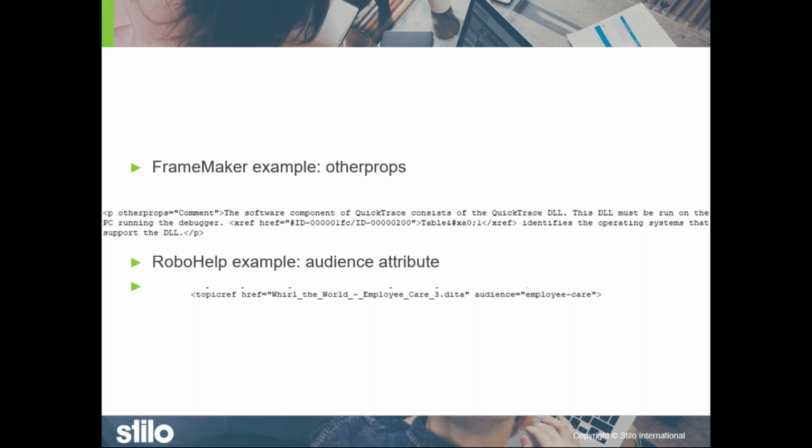With the RoboHelp, I instead took that build tag and I created an audience attribute and made it employee care. And I've applied that to the topic ref in the map, and I've applied it to each topic ref that is coming out of that HTML file.